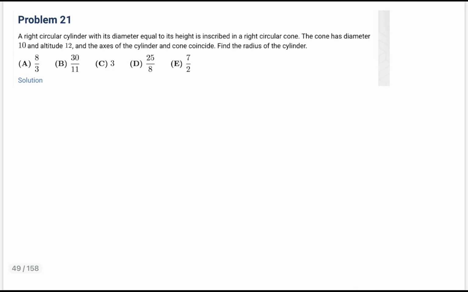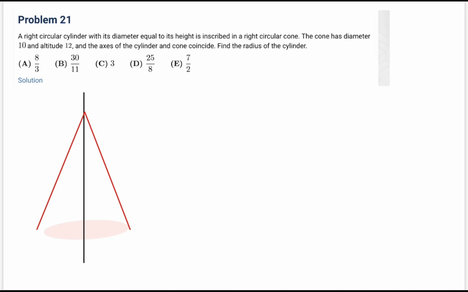Problem 21, a right circular cylinder with its diameter equal to its height is inscribed in a right circular cone. The cone has diameter 10 and altitude 12. The axis of the cylinder and the cone coincide. Find the radius of the cylinder. Okay, so first we have to draw the axis, and then we'll draw the cone. And let's move this slightly like this.